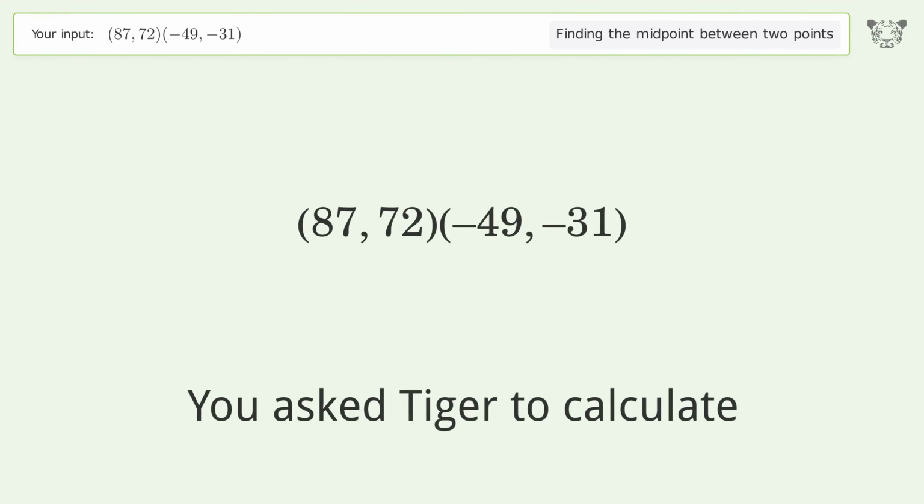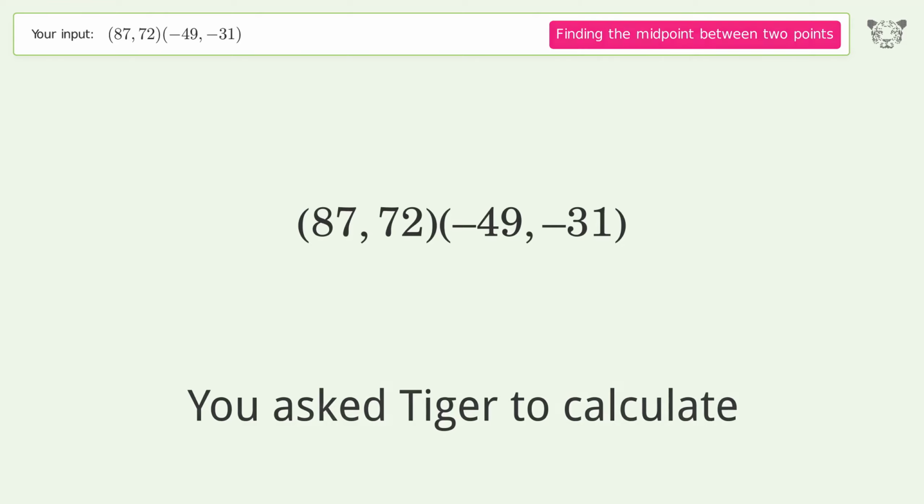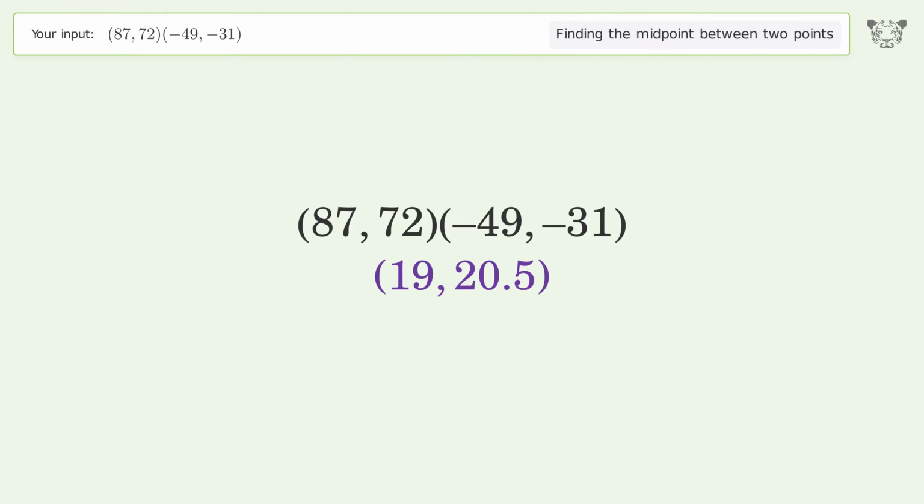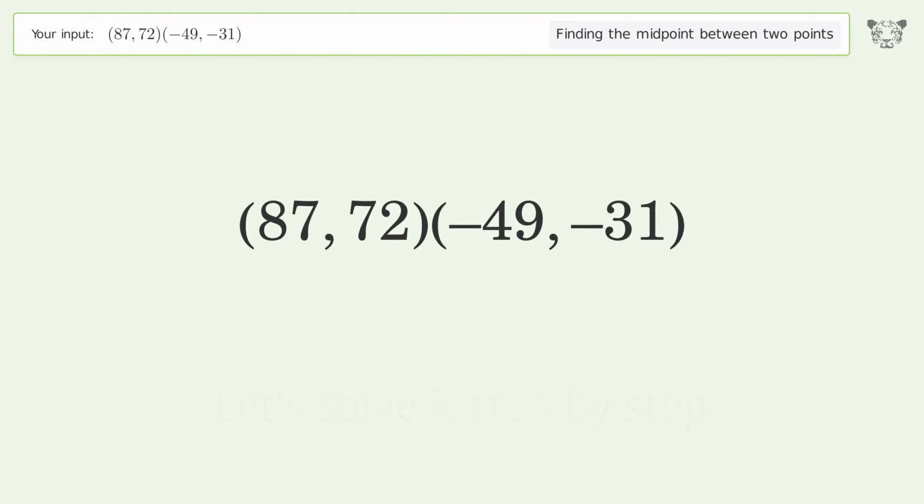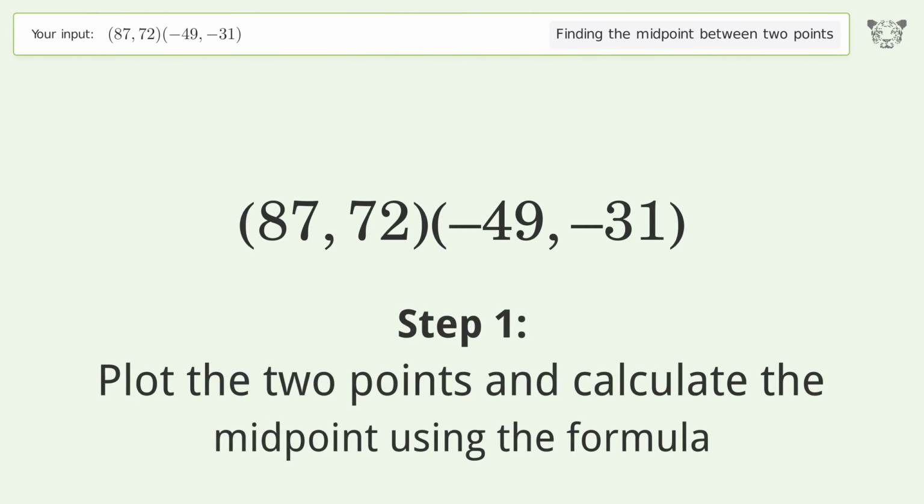You ask Tiger to calculate. This deals with finding the midpoint between 2 points. The midpoint between the 2 points is 19, 20.5. Let's solve it step by step. Plot the 2 points and calculate the midpoint using the formula.